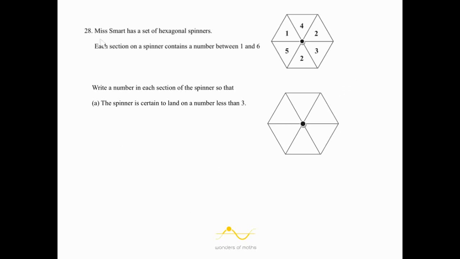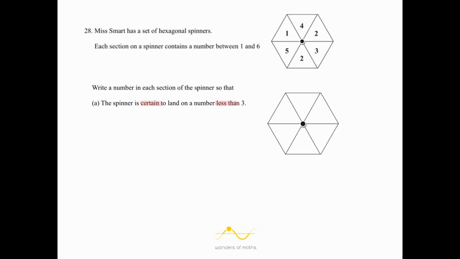Consider this question. Miss Smart has a set of hexagonal spinners. Each section on a spinner contains a number between 1 and 6. Write a number in each section of the spinner so that the spinner is certain to land on a number less than 3. Keywords are really important in these types of questions. The keywords in section A are certain and less than.